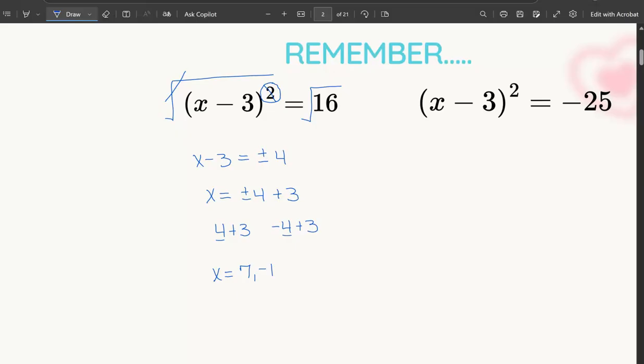And then we have to check our answers and make sure that both of those answers will work. And so if I take 7 and plug it in, 7 minus 3 is 4. 4 squared is 16. And if I take negative 1 and substitute it in, I get negative 1 minus 3, which is negative 4 squared, is still positive 16. And so these are both appropriate answers.